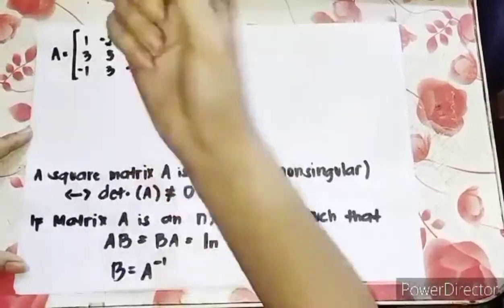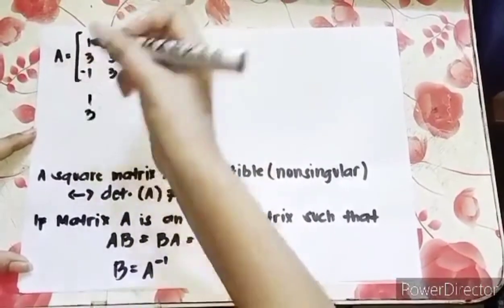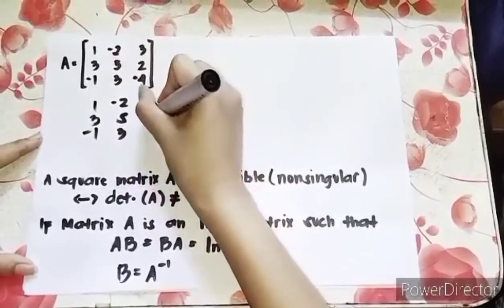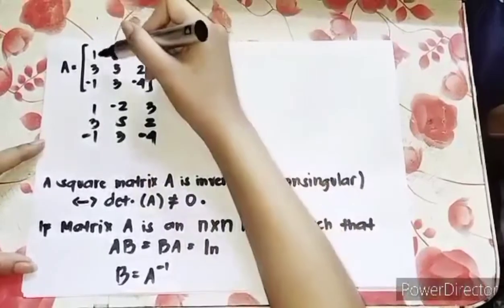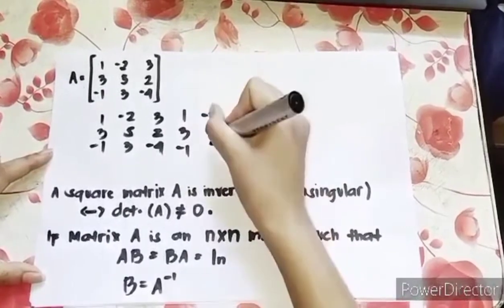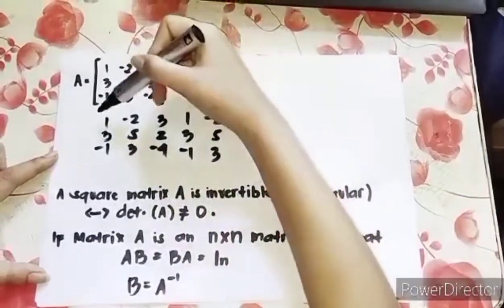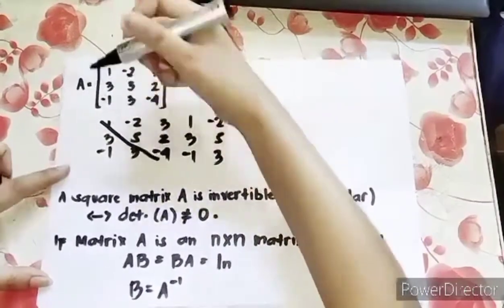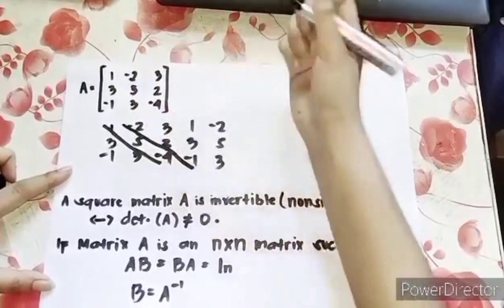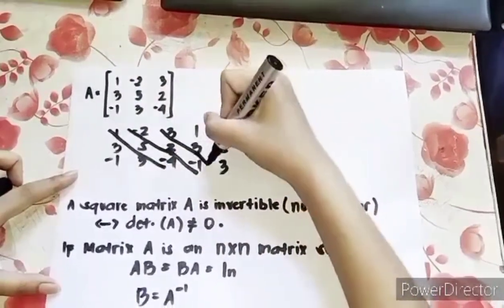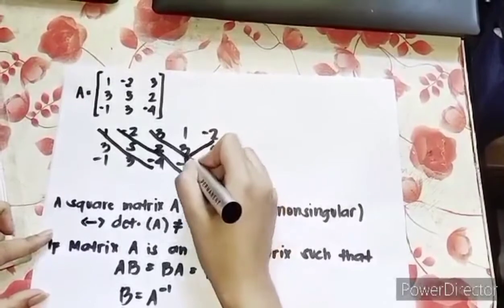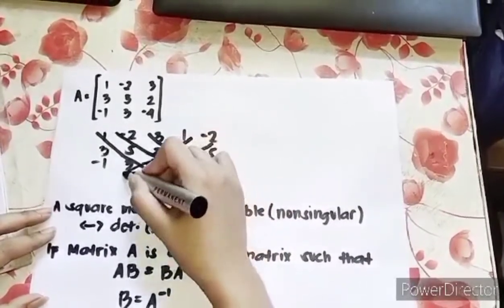So first let's copy the matrix, which is 1, 3, negative 1, negative 2, 5, 3, 3, 2, and negative 4. So first, let us copy the first two rows, which is 1, 3, and negative 1, and negative 2, 5, and 3. So as you can see, there is this first diagonal from the left side, which is 1, 5, and 4. Second one is negative 2, 2, negative 1, and 3, 3, and 3. And there is this fourth diagonal, which is negative 2, 2, 3, and 3, 5, negative 1.